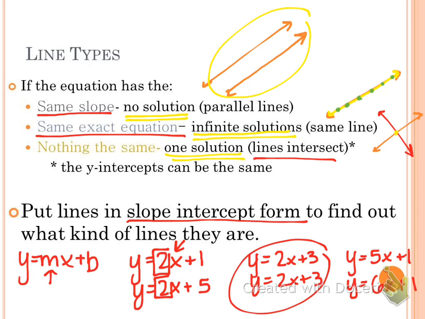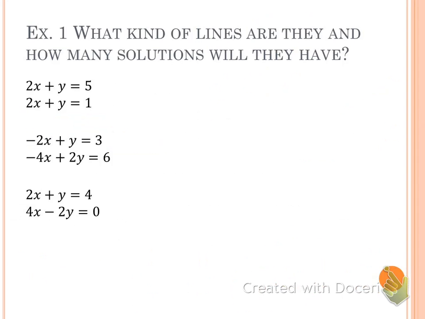So let's put that into practice. So they give us the linear equations, and obviously there's always going to be two per thing, and each of these I have to put in y equals mx plus b form to find out. You cannot just go, oh look, they have a 2 in front of x, so I know that's the same slope, and I know they're going to be parallel lines. No, they have to be in y equals mx plus b form.